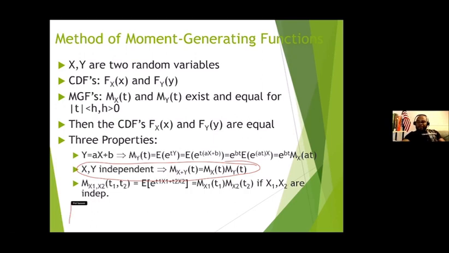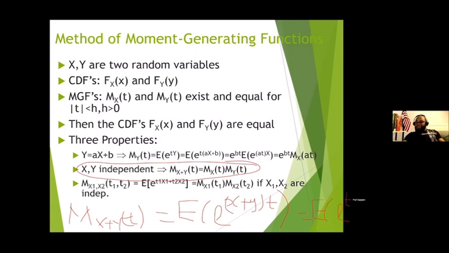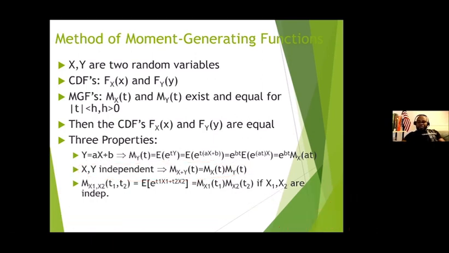If I have M of X plus Y of t, you know that would be equal to the expected value of exponential raised to the power t(X plus Y). Now if you expand that, you're going to see yourself getting the expected value of e^(tX) multiplied by the expected value of exponential raised to power tY. Look at that. That's what you're going to get at the end of the day, which is the product of the respective moment generating functions. That's what I wanted you to take note of right here.